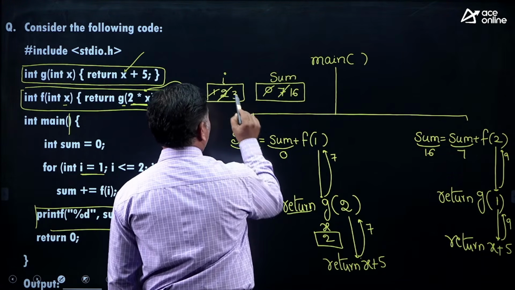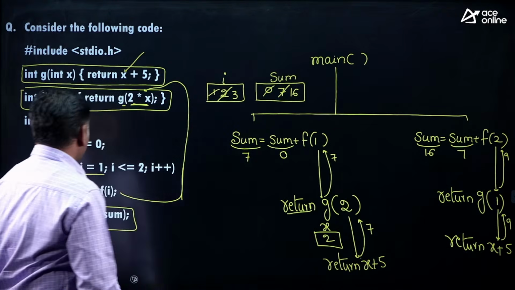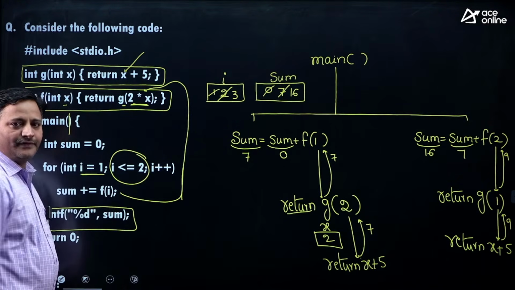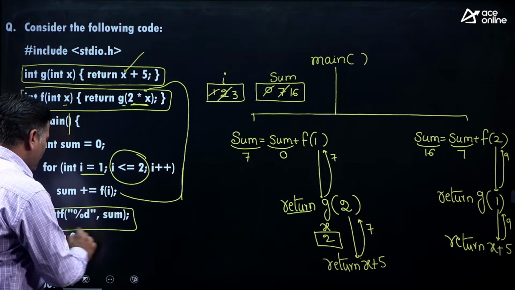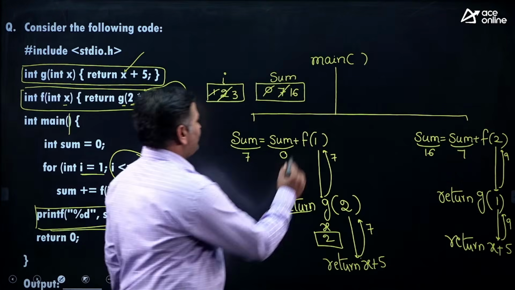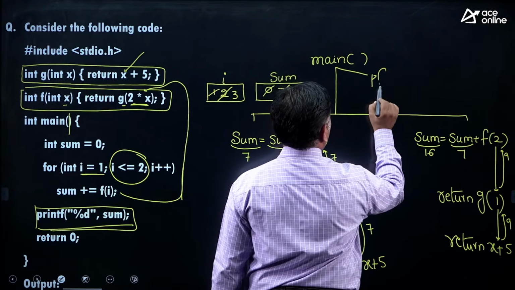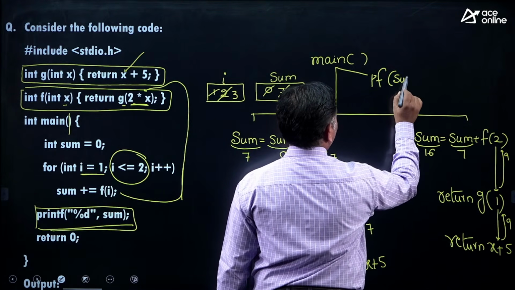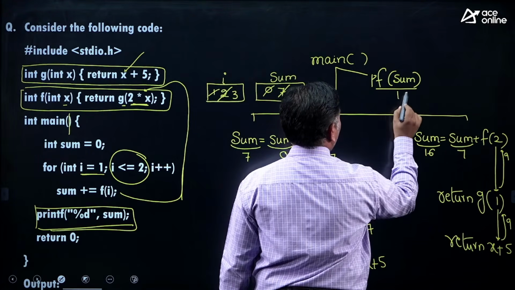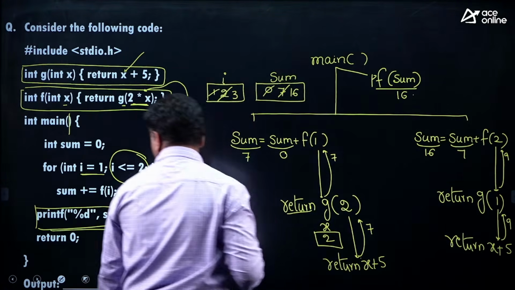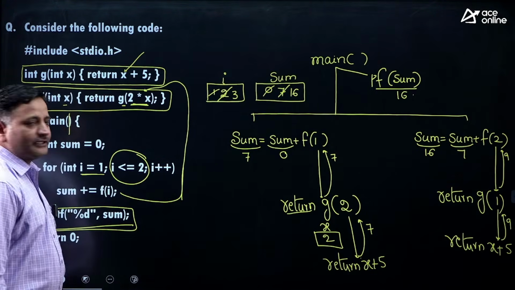After i plus plus, i becomes 3, friends. Okay, once i becomes 3, the less than or equal to condition is false. Therefore you have to come out of the for loop and you can print the sum value. So therefore it is printing printf sum, which is nothing but 16. Is it clear friends? Printf sum, that is nothing but 16.